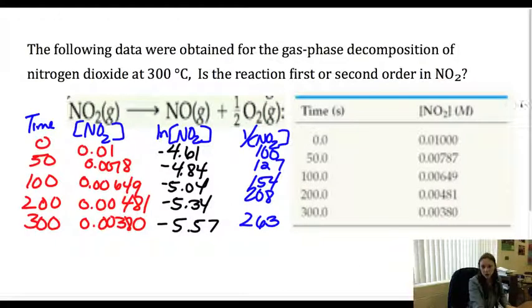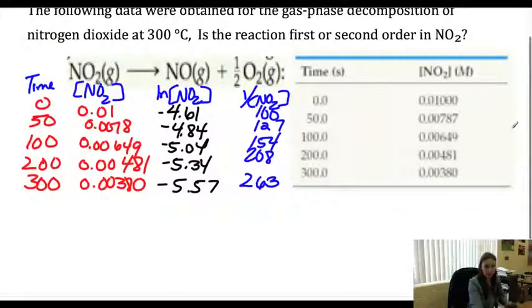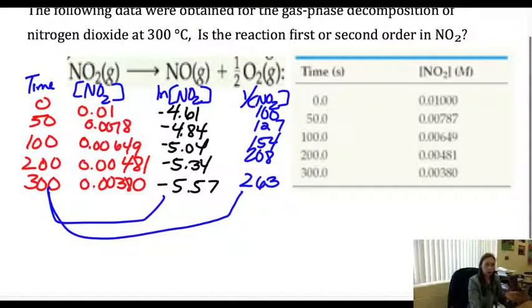Okay, so what you want to do is graph these. So I want to have time versus the natural log, and then time versus 1 over. You can also look at these numbers and figure out which ones have the same change in concentration each time. If I look at this second one here, I go by 27, and then 27 more, and then roughly 27, and then roughly again. So it's roughly the same change in delta concentration for NO2 each time.